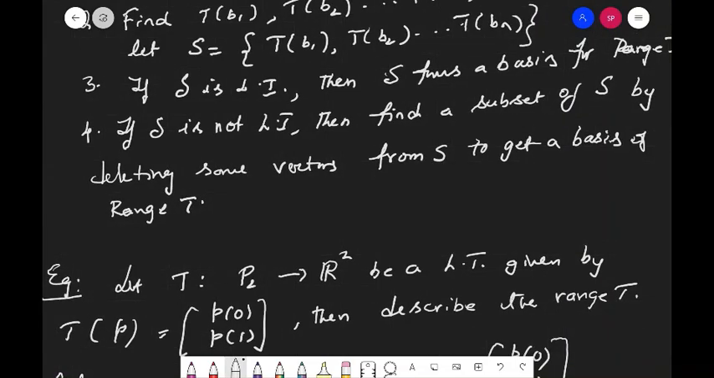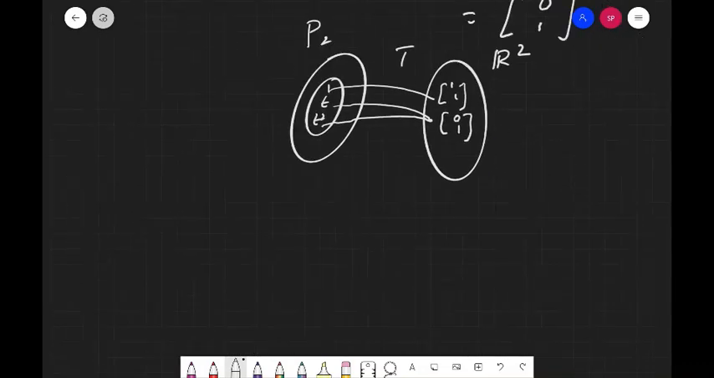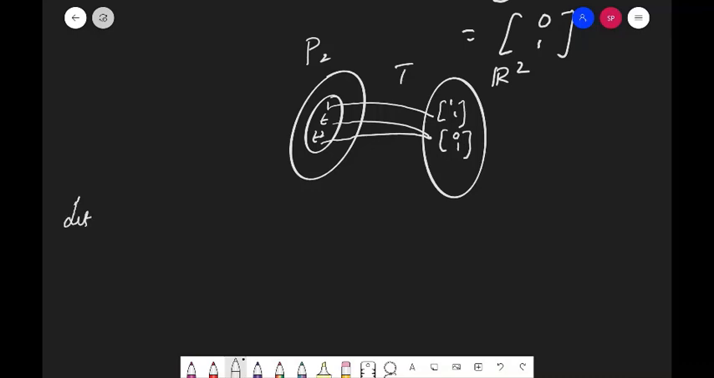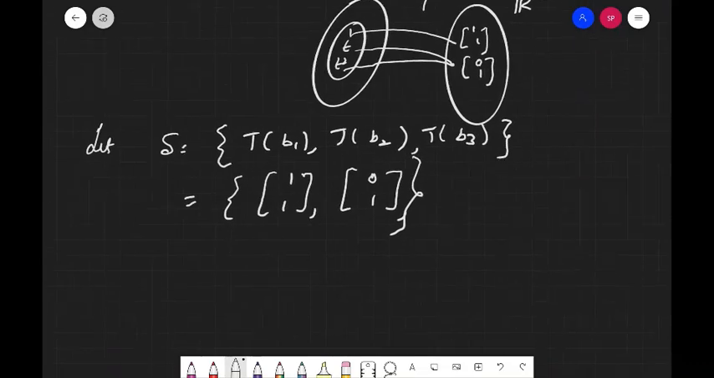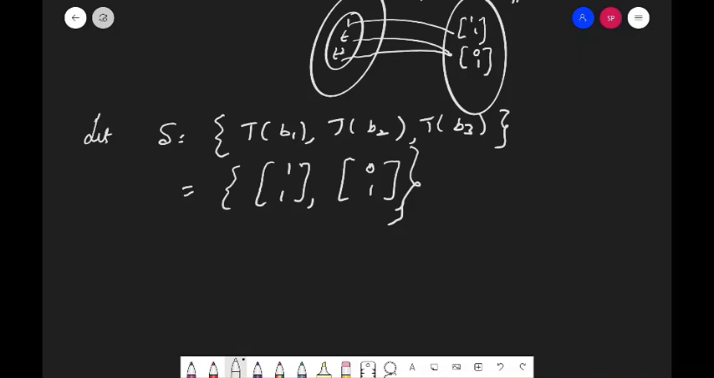If S is LI, then S forms a basis. So now we have to write this set S. Let S be the set containing T of b1, T of b2, T of b3, which is equal to T of b1 is (1, 1), T of b2 is (0, 1), and T of b3 is also (0, 1), so I don't need to write it again. So it has only 2 distinct elements. Now we have to check whether this is LI or not.